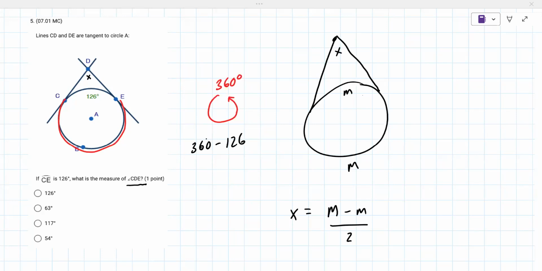So that would be 234 if you were to do. Yeah, so we're trying to find C, D, E. So that'd be 117.